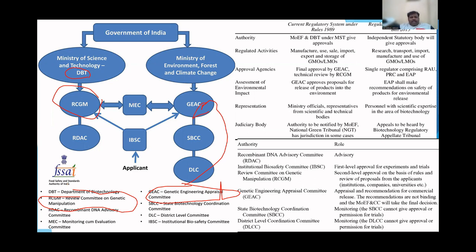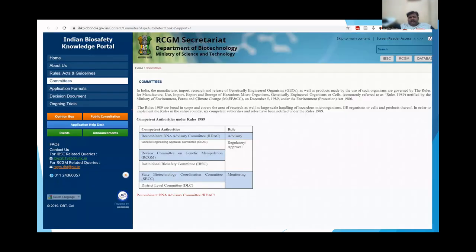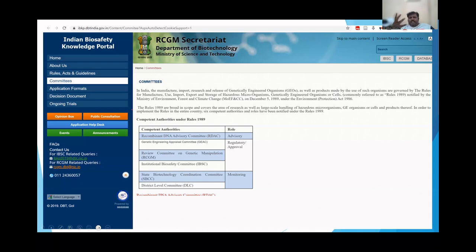These are guided by an institutional biosafety committee, which will decide, your institute will decide, whether you can do the transgenic work or not. This is the GEAC website, and this is the RCGM Secretariat at the Department of Biotechnology, Government of India. With this, I hope you have understood how a virus-resistant transgenic plant can be produced. And the TMV example is a very good core example to understand how a transgenic plant could be produced. I hope you understood how we can engineer resistance in plants for viral infections.